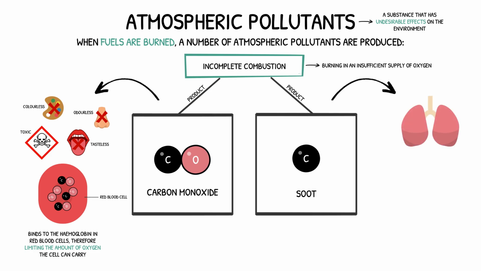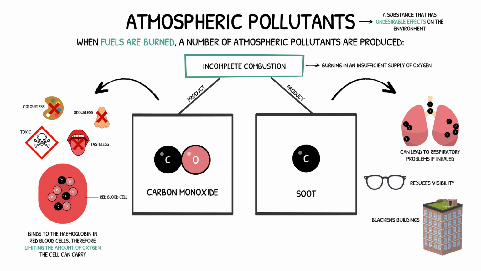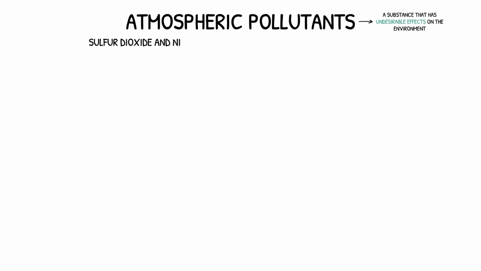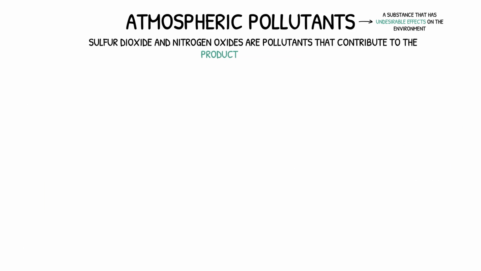If inhaled, soot can lead to respiratory problems as it builds up in the lungs and airways. The presence of soot in the environment also causes a haze, which reduces visibility and can lead to the blackening of buildings. Sulfur dioxide and nitrogen oxides are pollutants that contribute to the production of acid rain.